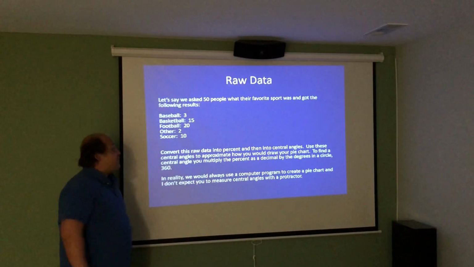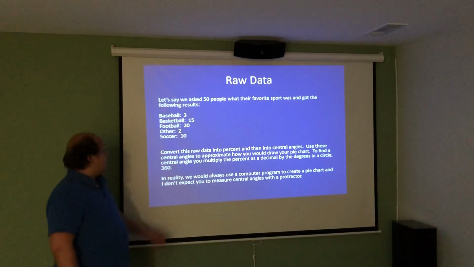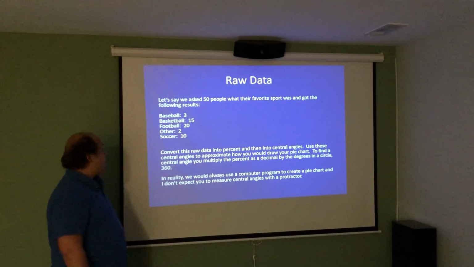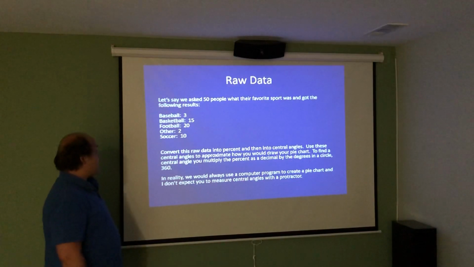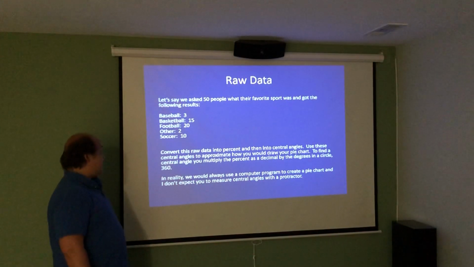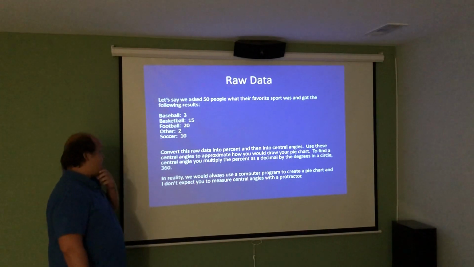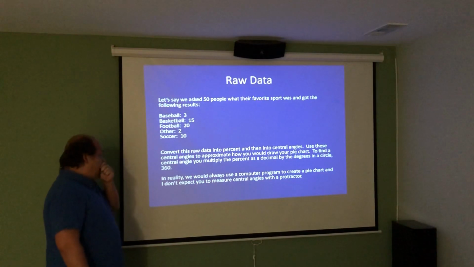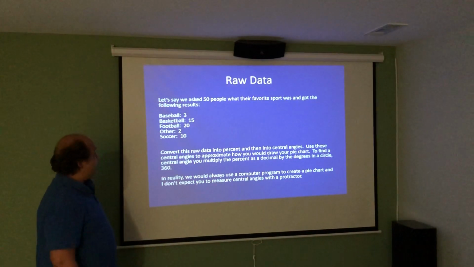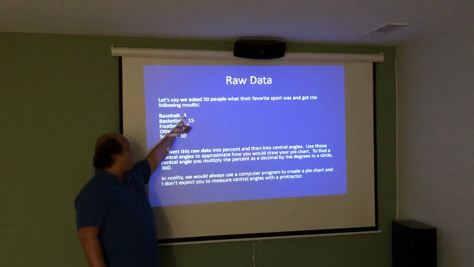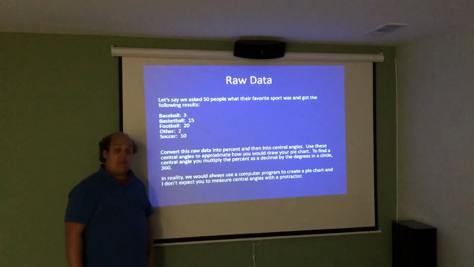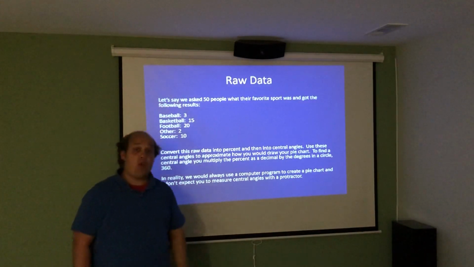So let's say I asked 50 people what their favorite sport was, and this is the data we got. 3 people said baseball, 15 basketball, 20 football, 2 other, and 10 soccer. First thing we want to do is find the percentages and use them to find the central angles. So we know there's 50 total people. For baseball, I do 3 divided by 50. My calculator would tell me 0.06.